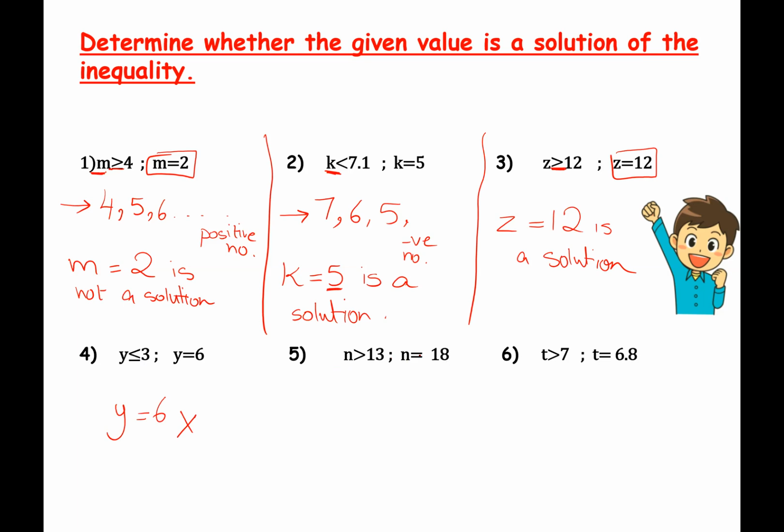So y equals 6 is not a solution. N is equal to 18. The inequality says n is greater than 13. So anything that's greater than 13 is a possible solution. So n equals 18 is a solution. N is greater than 7. T is equal to 6.8. In this inequality, they said anything that's greater than 7, therefore, this is not a solution.